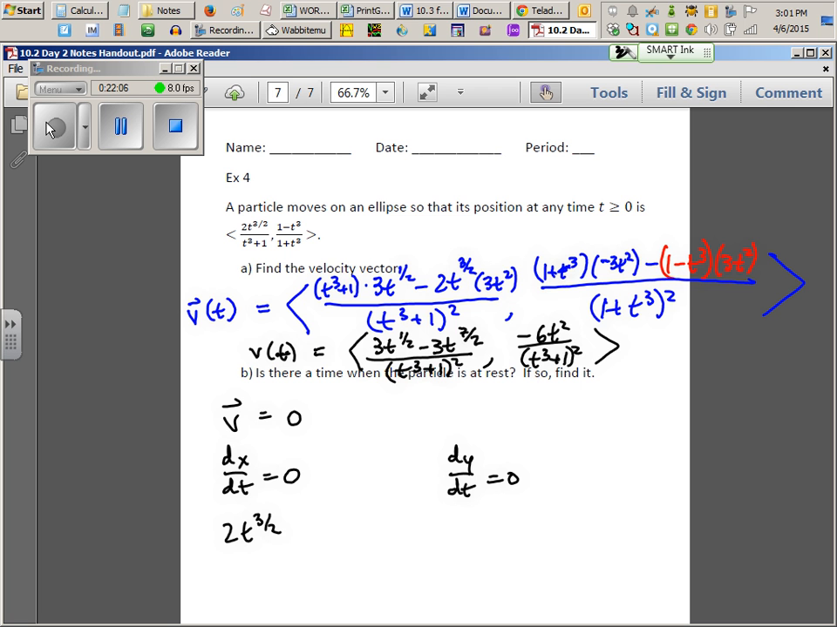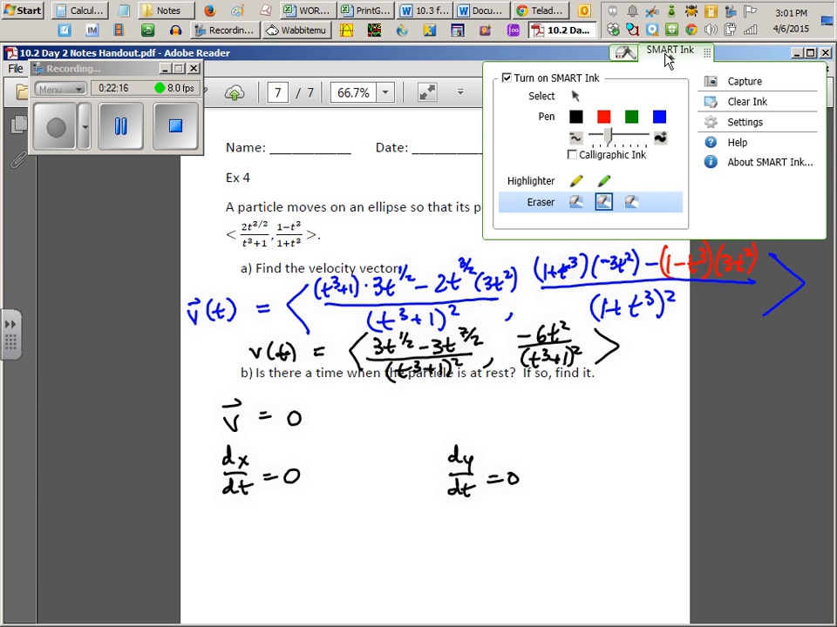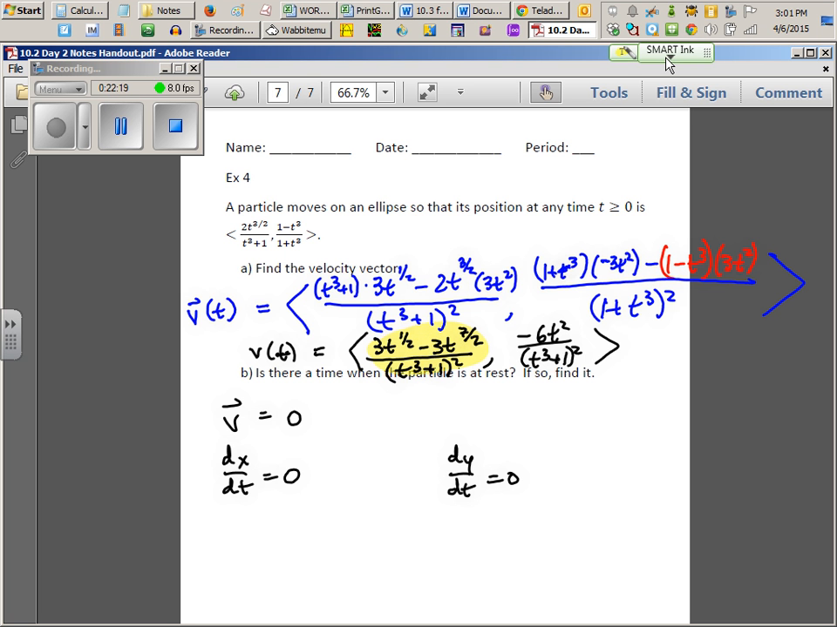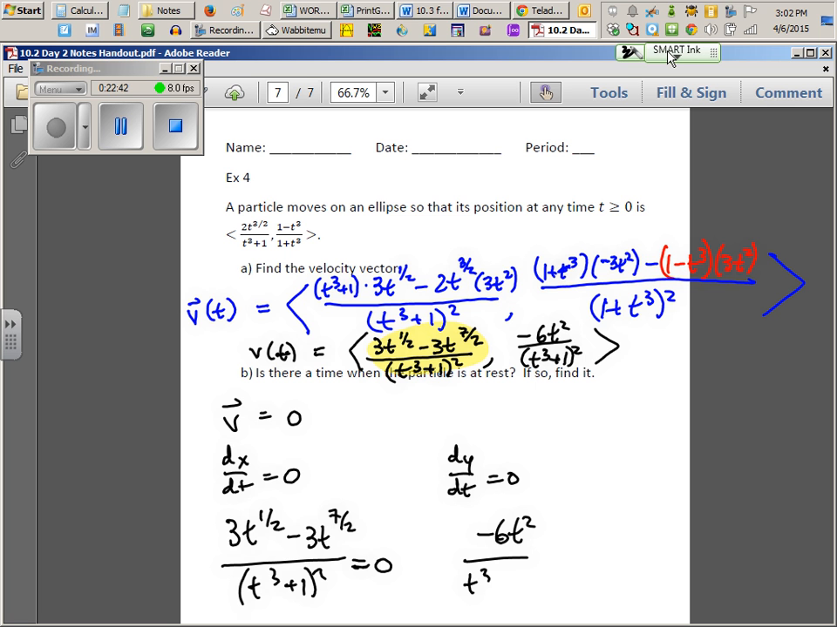2t to the 3 halves is a position, so we need to take the derivative of that. Actually, we have our velocity vector. Let's just steal that. So we're going to take the first component here in yellow and set that equal to 0. So we're going to take 3t to the half minus 3t to the 7 halves over t cubed plus 1 squared, and set that equal to 0. And also negative 6t squared over t cubed plus 1 squared equals 0. We're going to try to solve both of these. If we get a common answer that agrees, then we can assume that the answer is yes.